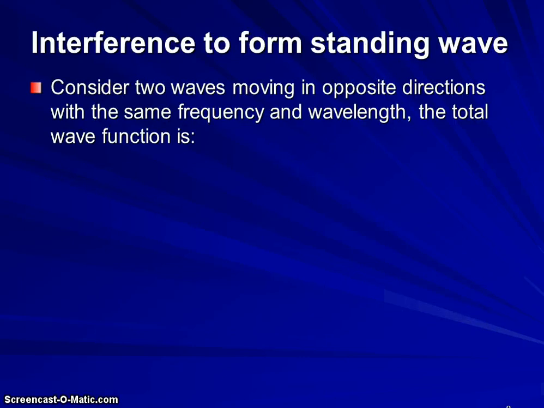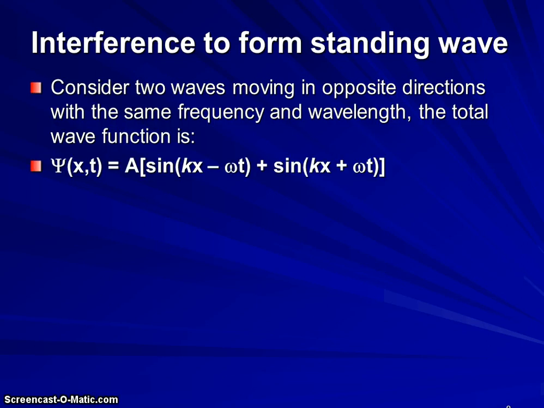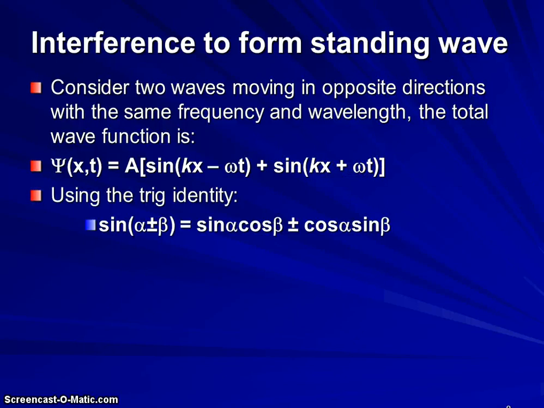Now let's think about two waves that are moving in opposite directions with the same frequency and the same wavelength. The total wave function would be A times the addition of those wave functions, where since they're moving in opposite directions they have opposite signs on the omega t. We can use a trig identity. I don't expect you to memorize these trig identities, but they'll be given to you on a test if you have need of them.